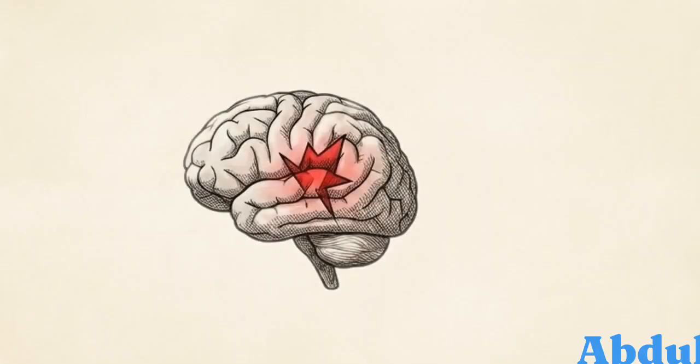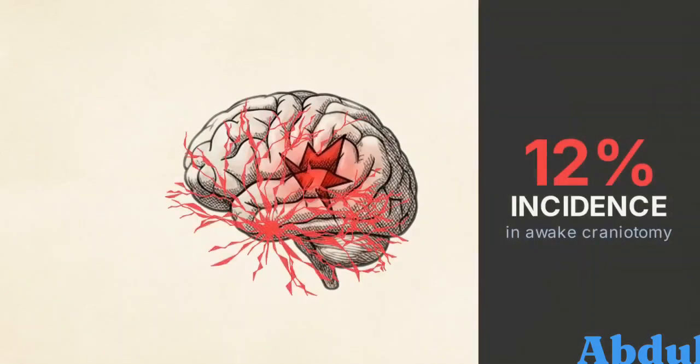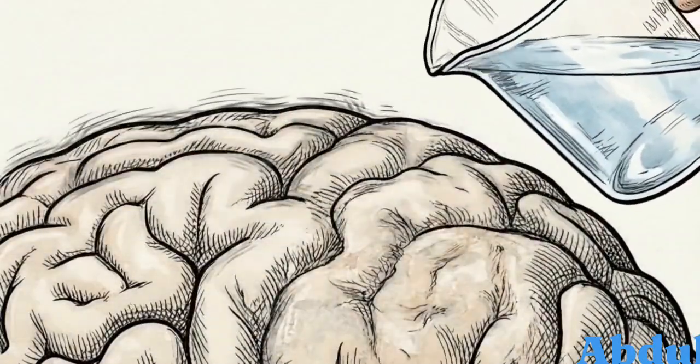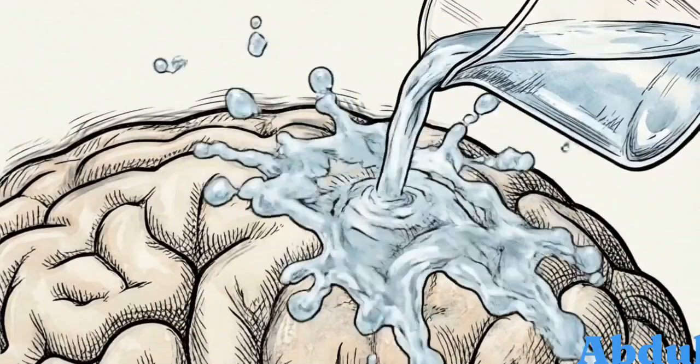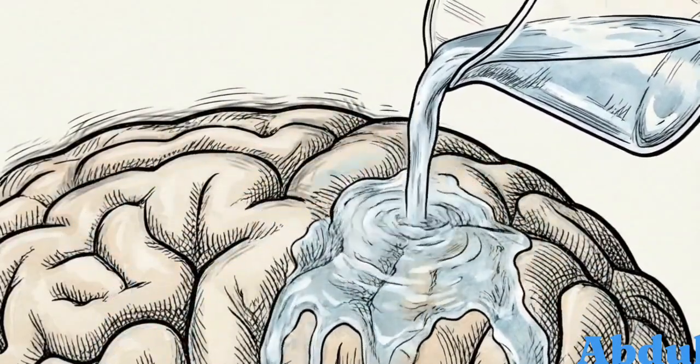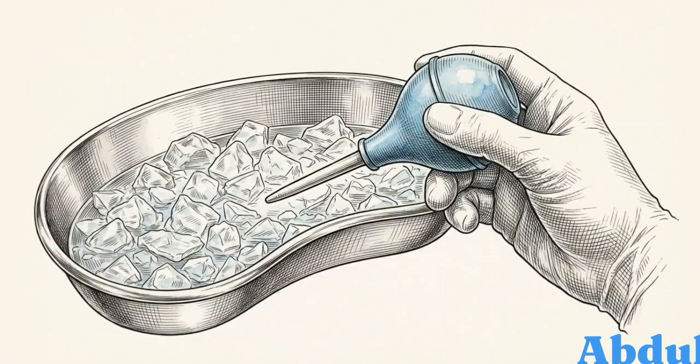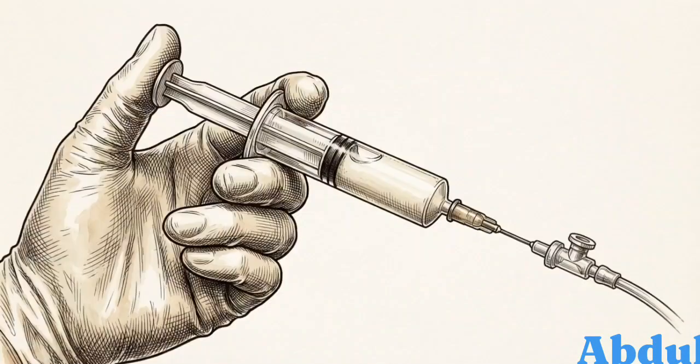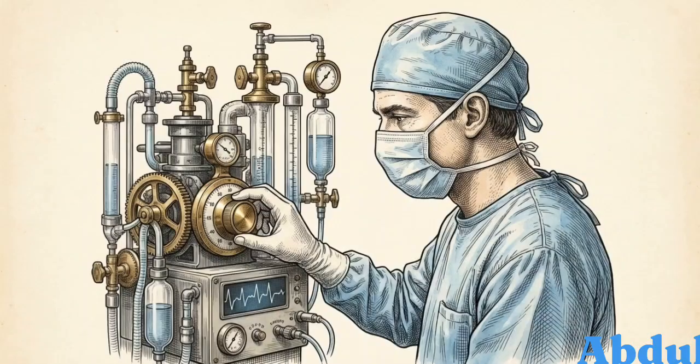Focal or generalized seizures manifest in approximately 12% of awake craniotomy cases. The immediate response to an ECoG after-discharge or clinical seizure is not pharmacological. The surgeon must instantly flood the operative field with 4 degrees Celsius sterile saline to shock the cortex and suppress the electrical spread. If cold saline fails, we immediately escalate to IV propofol boluses. If the seizure remains refractory, we push IV midazolam or phenytoin, preparing for an immediate conversion to general anesthesia.